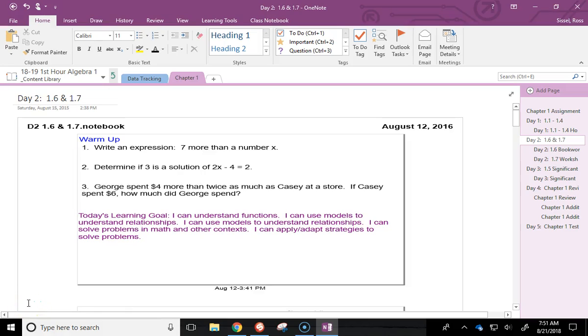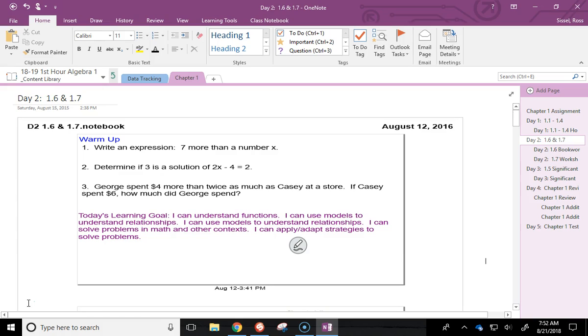So, day 2, 1.6, 1.7, our topic today, we're representing functions as rules and graphs, our rules and tables, and then 1.7, represent functions as graphs. We're going to really build off what we did yesterday with evaluating expressions, because you're going to do that when we are finding if a function is real. So, first thing, warm-up activity.